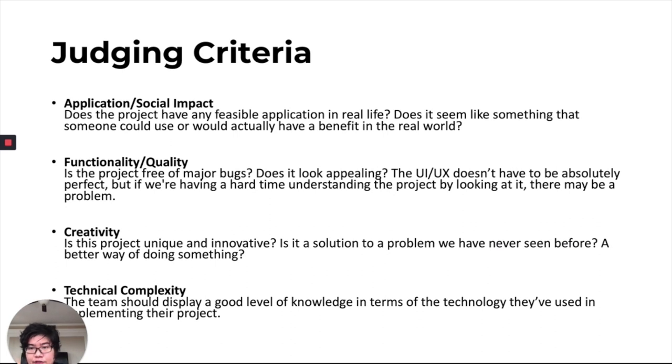Moving on to the judging criteria, we are judging you in 4 main categories. The first one is application or social impact. Does the project have any feasible application in real life? Does it seem like something that someone could use or would actually have a benefit in the real world?